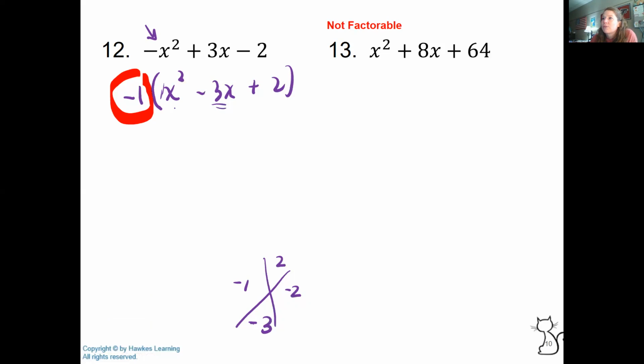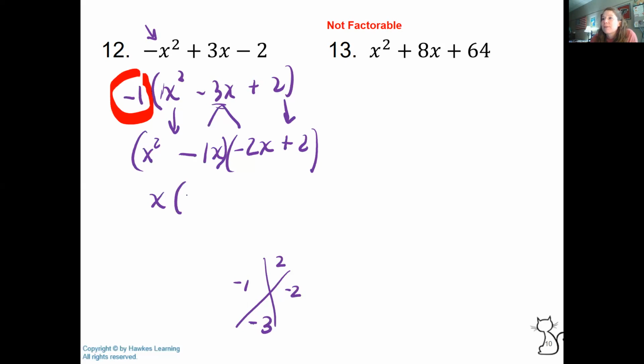All right, so we're going to bring down our first term, 1x squared. Our second term becomes 2 of these numbers down here. So minus 1x minus 2x. And then we bring down our third term like that. And now we want to group them. What could I divide both of these by? I can divide them both by x. x squared divided by x is x. Minus 1x divided by x is minus 1.